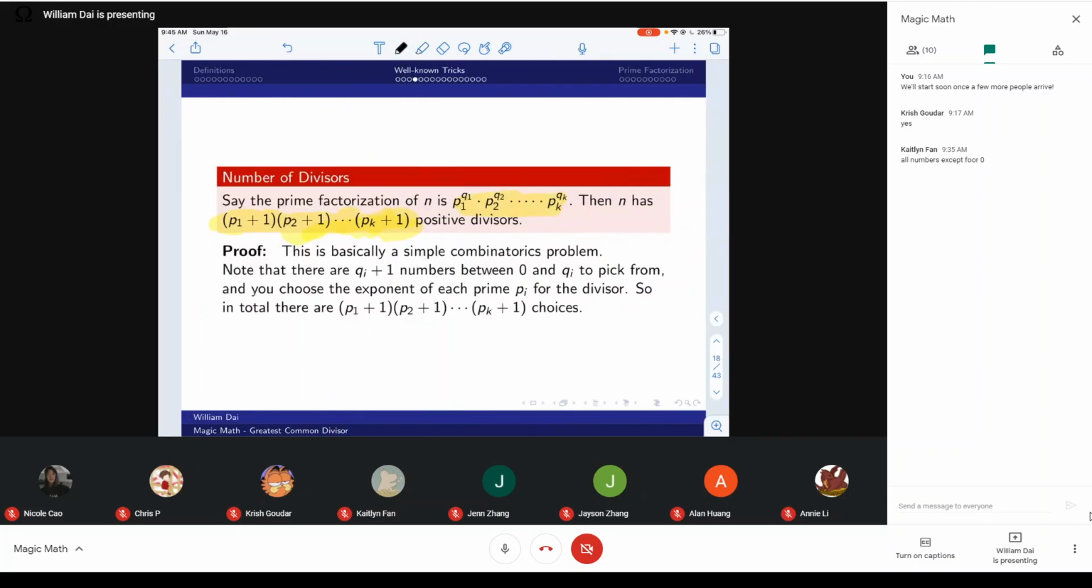Okay, so where does this come from? We know the following fact about a divisor. If the divisor has e_i factors of p_i, then e_i has to be less than or equal to q_i. And e_i can range from 0 to q_i. And each of these e_i are independent.